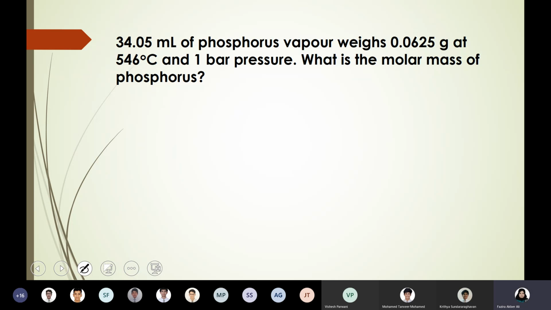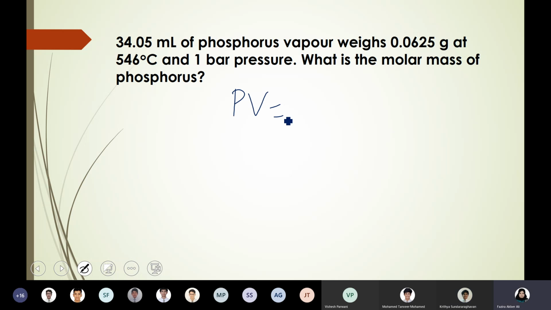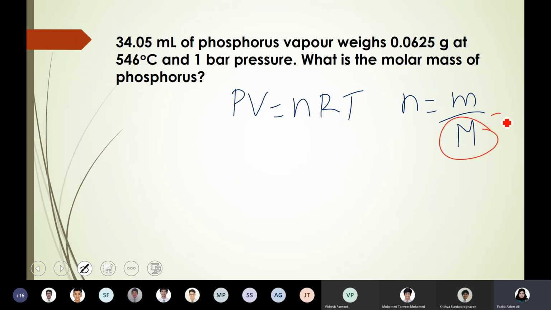So here, milliliters convert into liters. That is the first thing. Volume you have to convert into liters. And which equation to use? The equation connecting molar mass with pressure, volume, and temperature is the ideal gas equation, PV is equal to nRT. And here the number of moles n is equal to mass by molar mass, and this molar mass is the one you need to calculate.